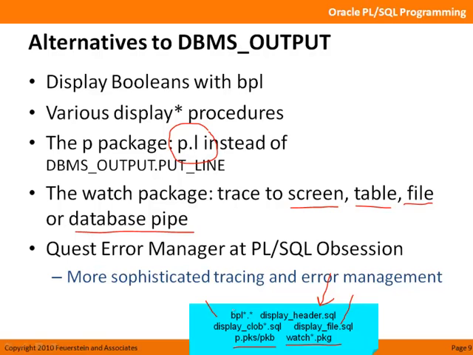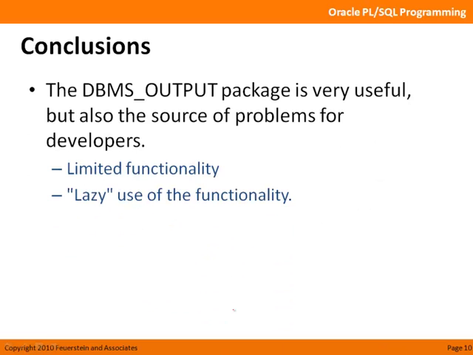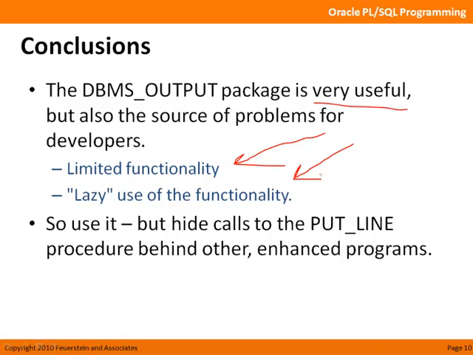All of these approaches will give you much more flexibility, much more capability, and much higher ease of use than dbms output.putline. So again, my recommendation is never call dbms output.putline in your application code. It's very useful. Obviously, it's the only way we can get information out to the screen, but it leads to problems around limitations of functionality and the fact that we just get kind of lazy and say, just call dbms output.putline, and we regret it later. So use it, but hide calls to that program behind other enhanced programs.